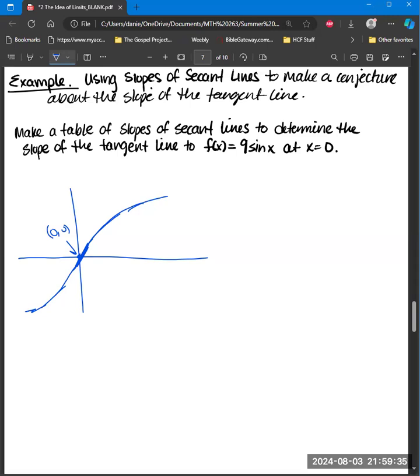We can draw some secant lines here if we want to, just put a generic point over here that we're going to call b, f of b. Actually, let's get a point that we know what it's going to do. So at pi over 2 over here, where it reaches its maximum and comes back down, this point here is (pi over 2, 9). And this point here, pi over 4, is going to be (pi over 4, 9 root 2 over 2).